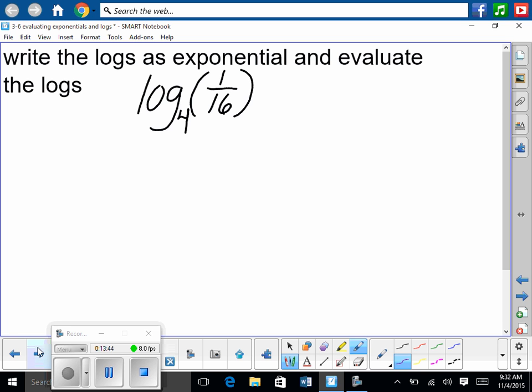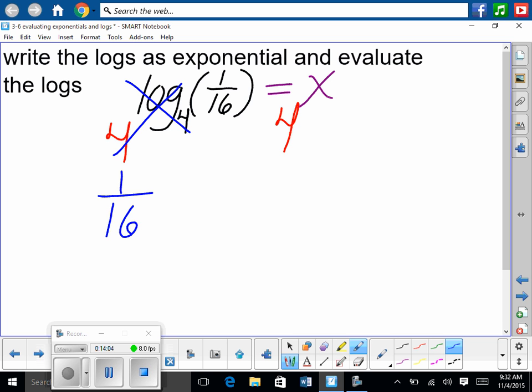We're going to rewrite it as an exponential. The first thing is to set it equal to x because we want to evaluate it. We don't know what it's equal to. So now we need to undo the log. Well, it's log to the base 4, so we're going to take base 4 of both sides of the equation. That way, my log to the base 4 and base 4 cancel out. We're left with 1 over 16 is equal to 4 to the x power.